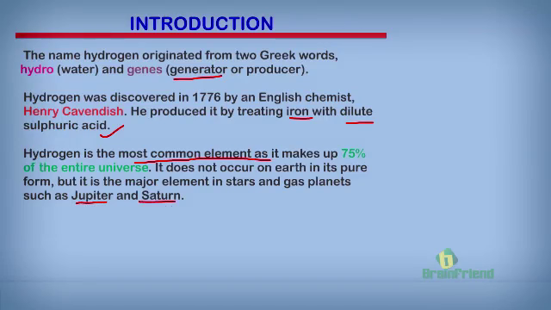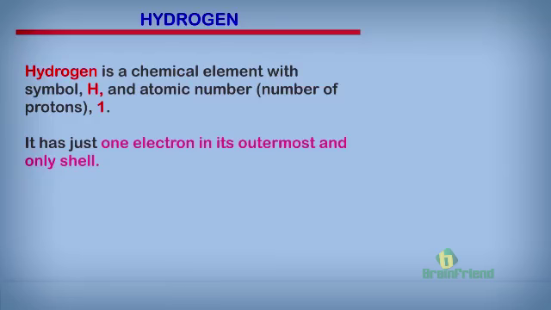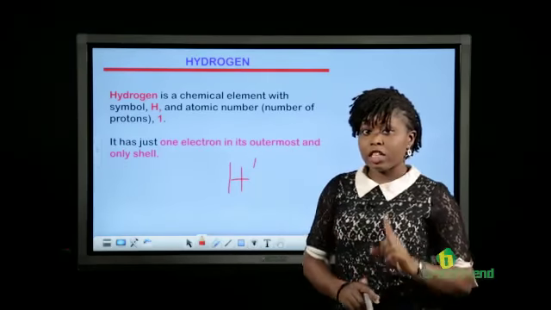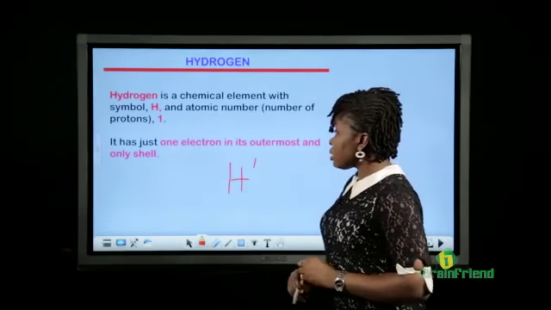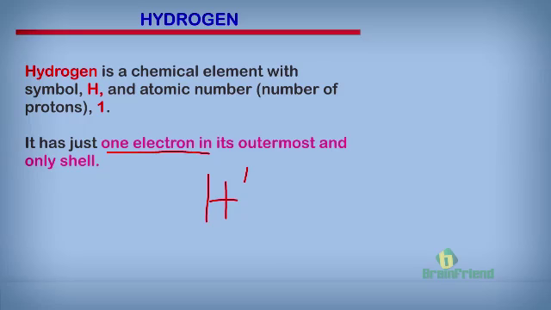Now, what is hydrogen? Hydrogen is a chemical element. It has a symbol H, and it has an atomic number of 1. This means that it contains just one proton in its nucleus. It also has just one electron in its outermost and only shell. So in drawing the atom hydrogen, we can have something like this. This is the shell, and here is the nucleus with just one proton and one electron.